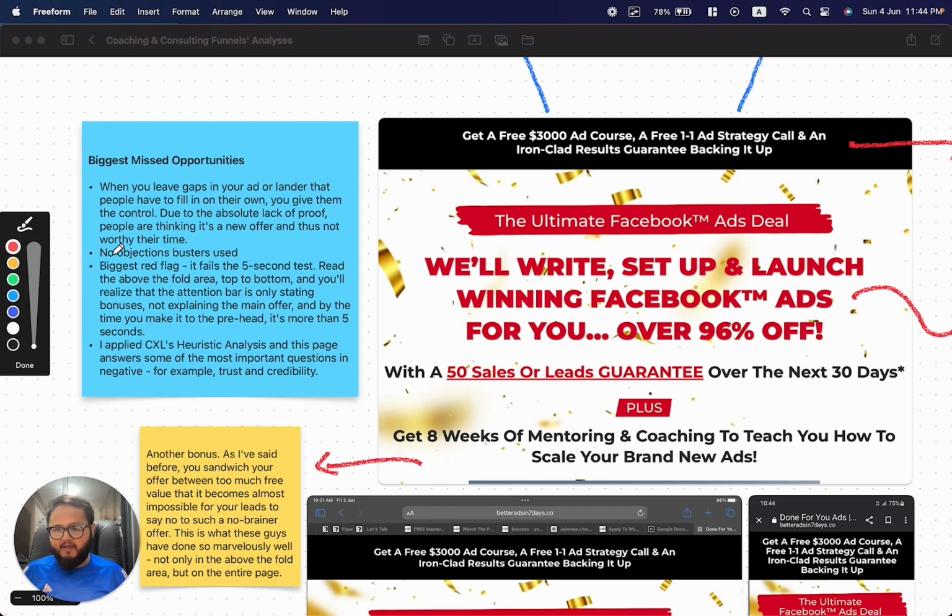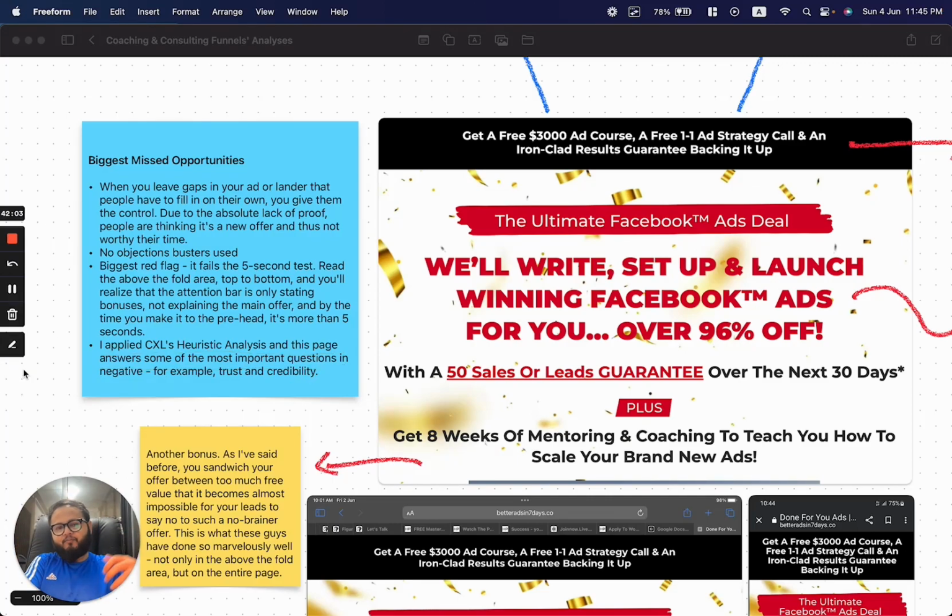That's the first thing. The second thing is you didn't use any objection busters, which is not good. The biggest red flag is it fails the 5-second test. We've been through that already. I applied CXL's heuristic analysis, and this page answers some of the most important questions in the negative. For example, trust and credibility. So this is very important.